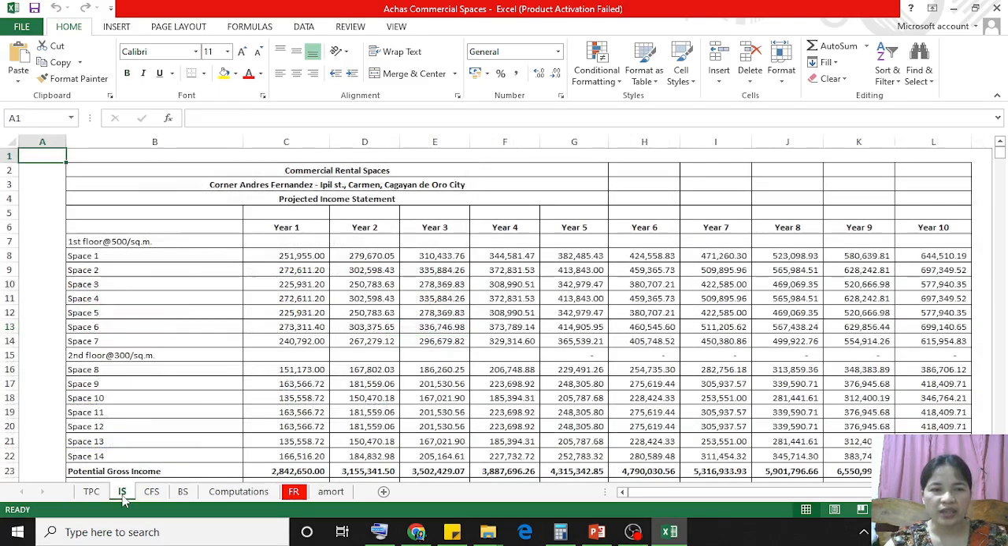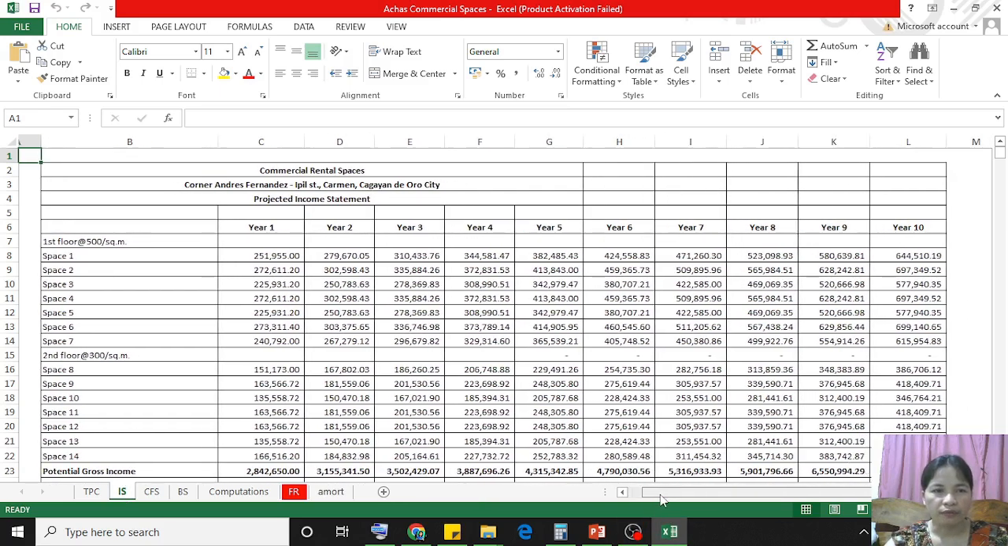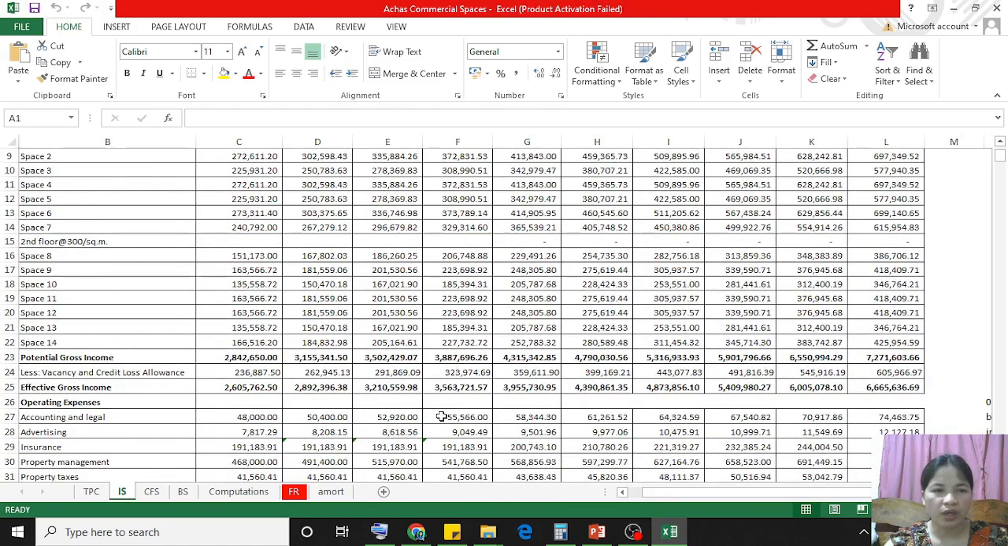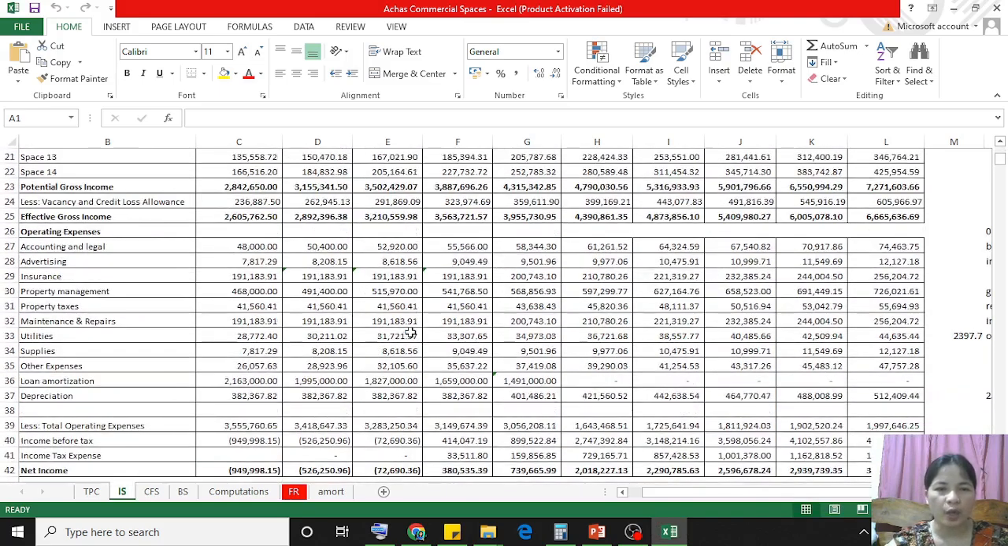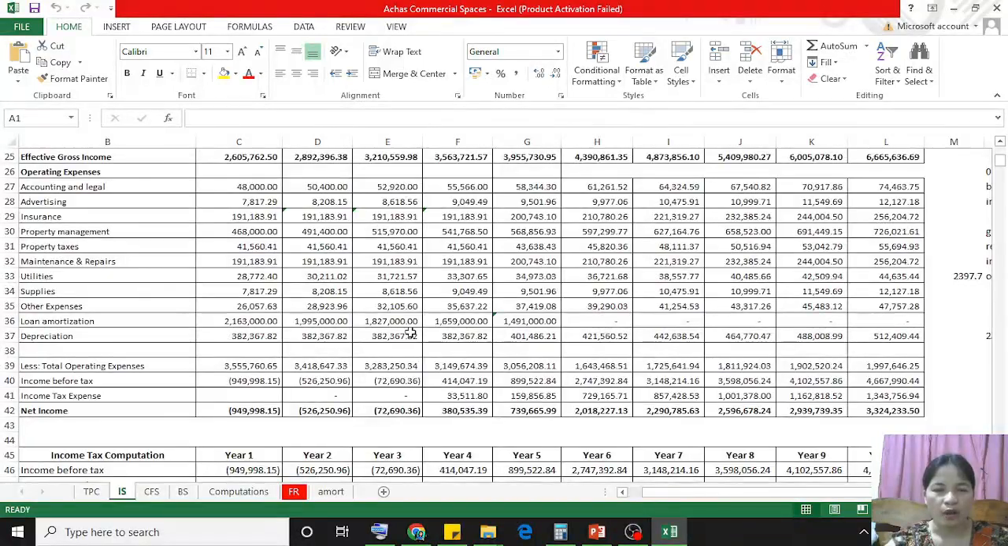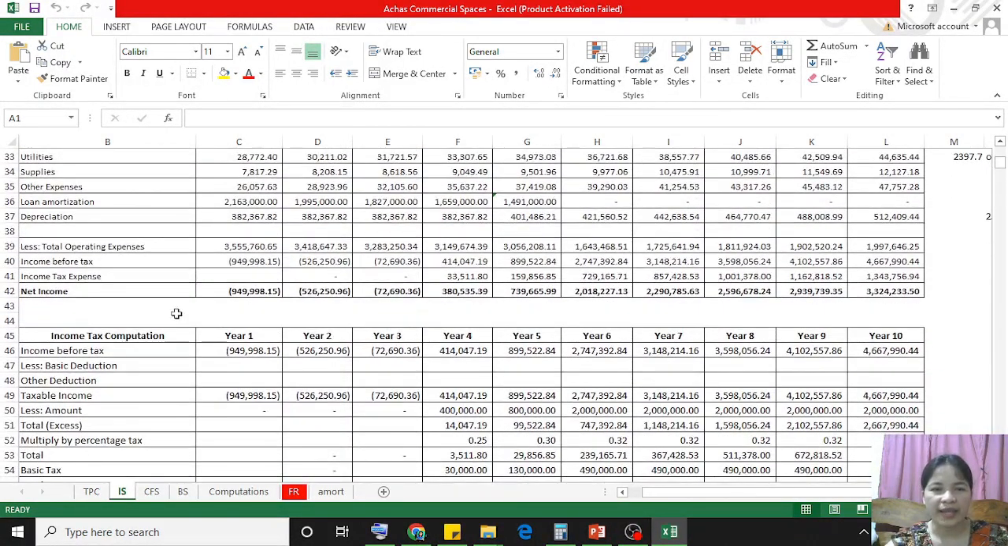The next sheet is labeled as IS. So IS stands for income statement. So these are the income statement of the commercial rental spaces for first floor, second floor, and you can see here also the potential gross income, effective gross income, and the operating expenses of the project, and also the net income of the project. And also in this sheet, we can see the income tax computation.